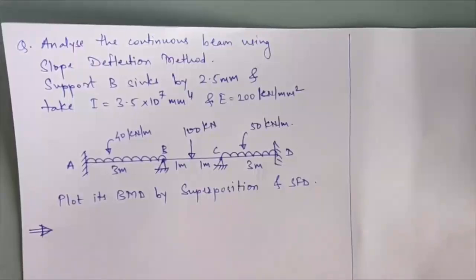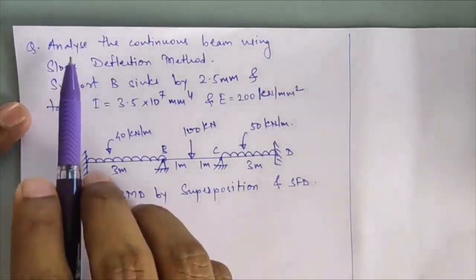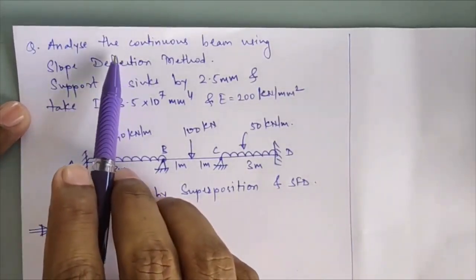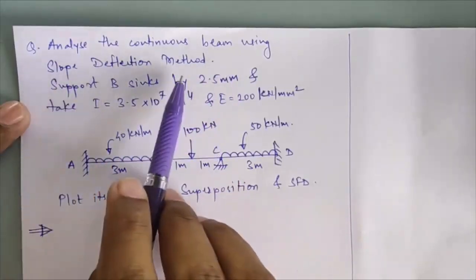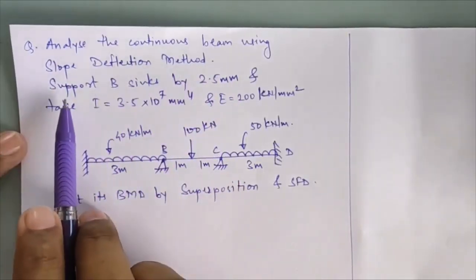We'll continue with our next numerical now. I'll read the numerical here. Analyze the continuous beam using the slope deflection method. Conditions are given to you.